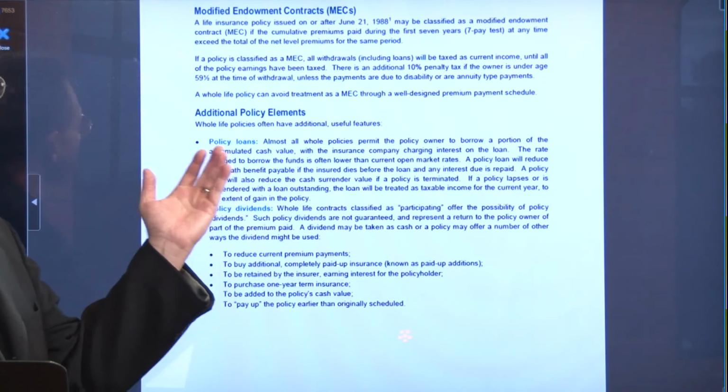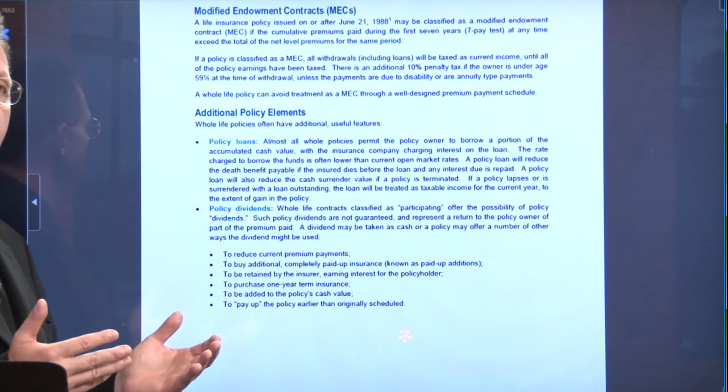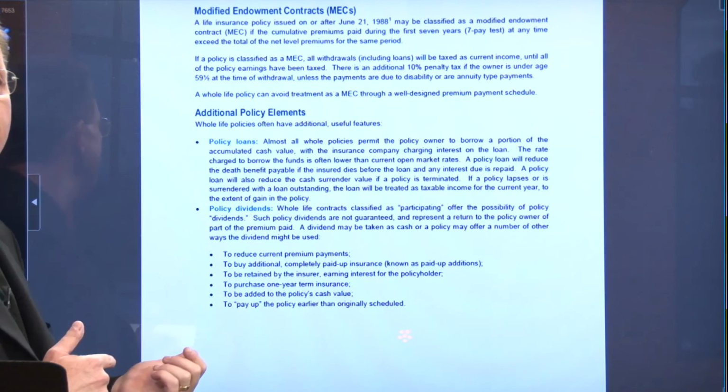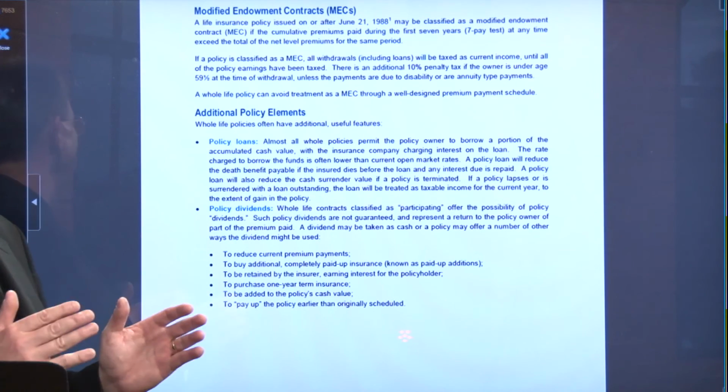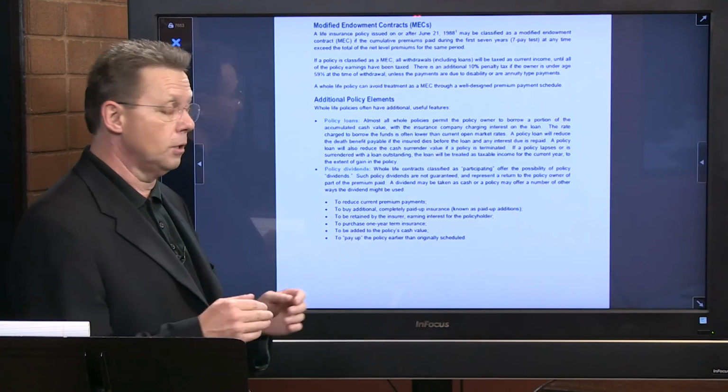Modified endowment contracts. After 6/21/88, there are certain rules of engagement on how much money I can put inside these contracts. Whole life is under the same subject, but has a little bit different rules. We'll get into that a little bit later.